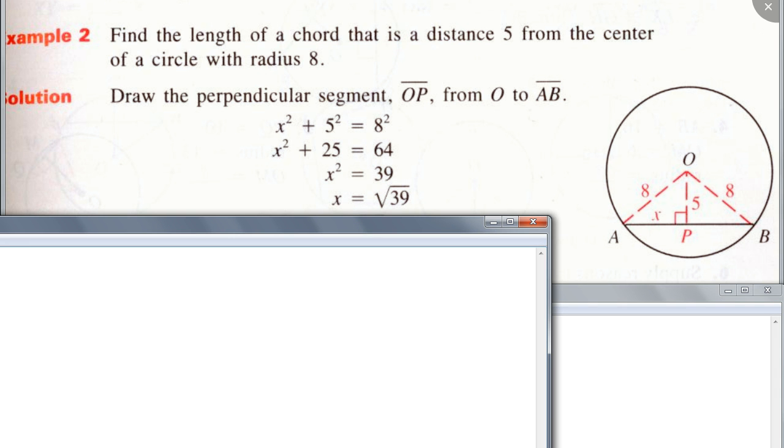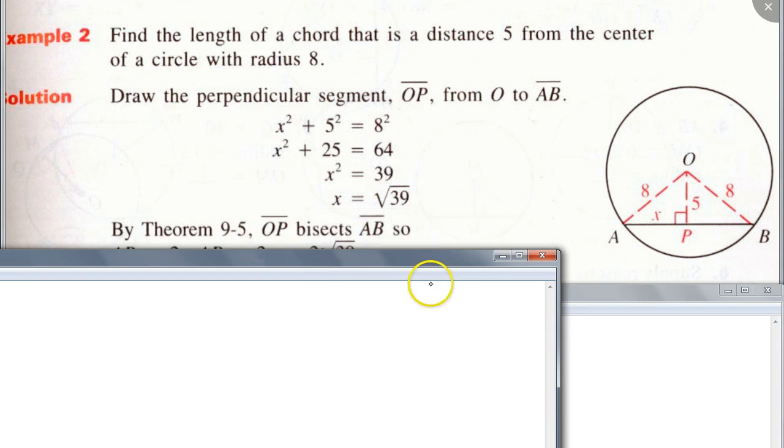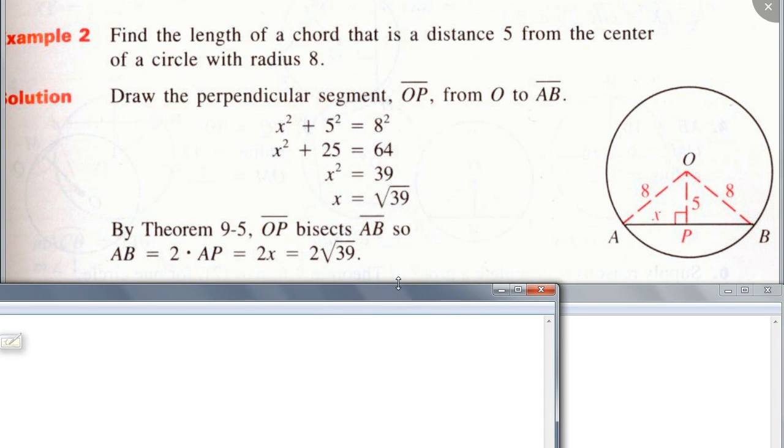Yeah, so we're not done, are we? We have found the half of it. We have half the length. So, of course, the answer is what, class? 2 root 39. Okay. Of course, you have to, because of the previous, right?